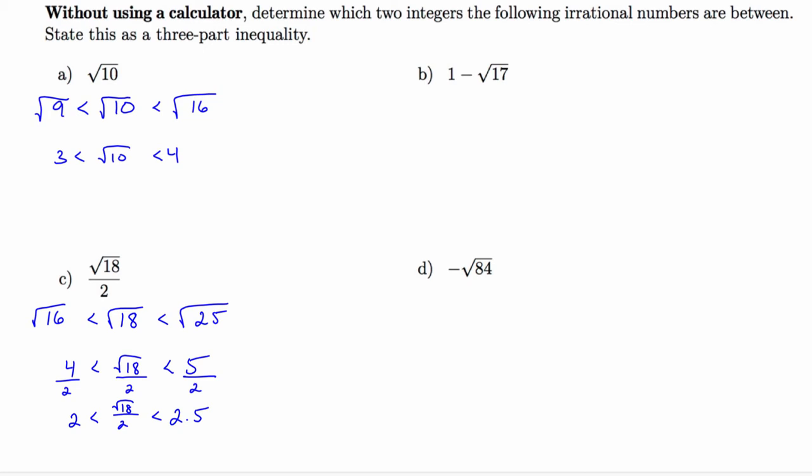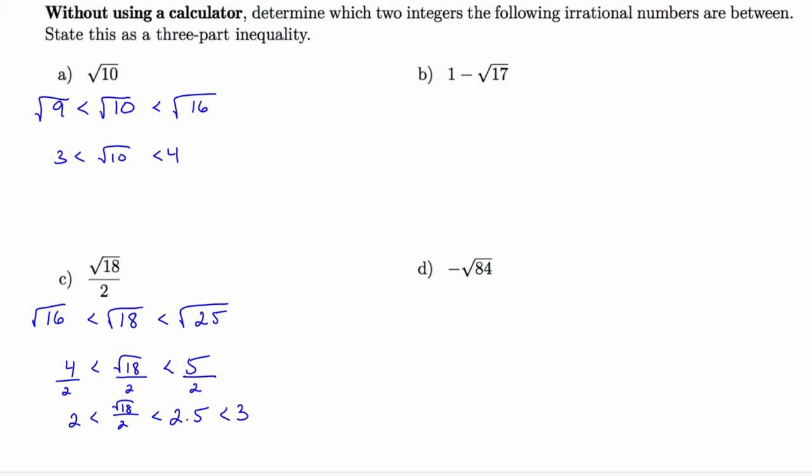If we really wanted to keep carefully to the directions, we could take it a step further, because we know 2.5 is less than 3. So we could expand it out further to say root 18 over 2 is between 2 and 3. But honestly, 2.5 is a little bit more restrictive and a little bit more precise.